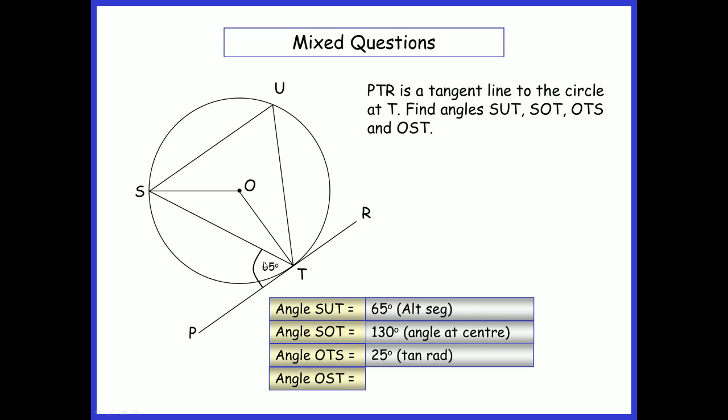And last but not least, OST. We can just use the triangle rule. We know that SOT is 130. We know this is 25. 130 plus 25 is 155. So that's going to leave that to be 25. We also could have said that this is an isosceles triangle because they're both radius, and those two angles are going to be the same. Either way, we would get 25 degrees for that angle.